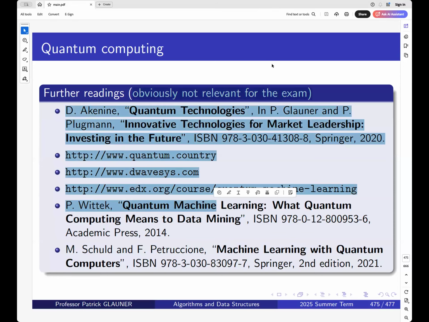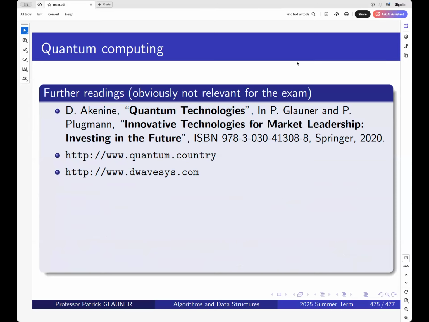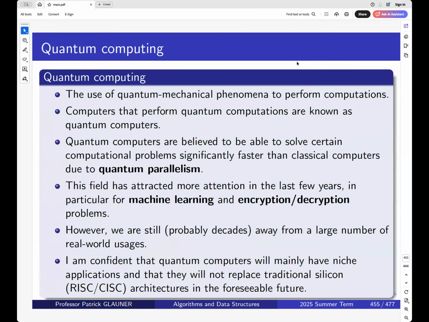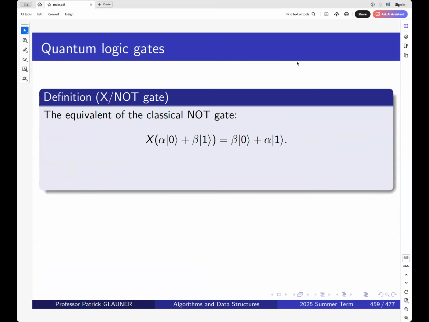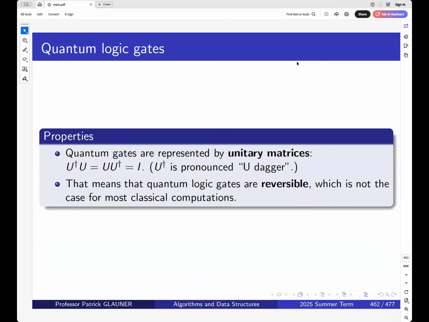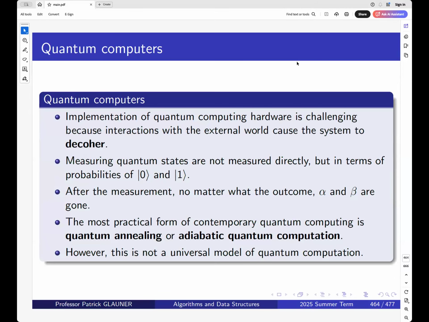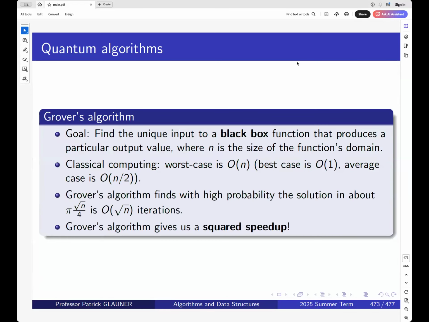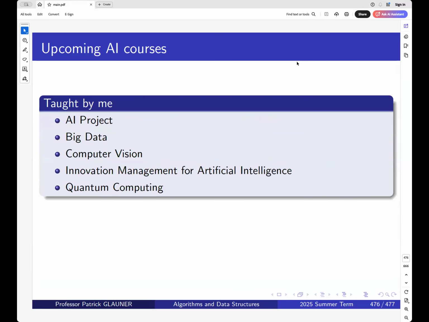Obviously, these further readings are not relevant for the exam. Yet sometimes I quiz you a little bit about quantum computing in the exam, about the things we have discussed so far. So what you need to know is qubits, constraints of qubits, quantum logic gates, just as an example, and have a bit of an understanding of unitary matrices, adjoint matrices, and decoherence and different computing approaches that we have looked at, as well as these two algorithms. We have now finished this lecture.